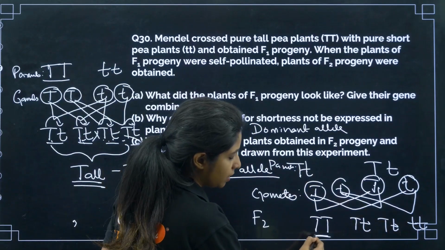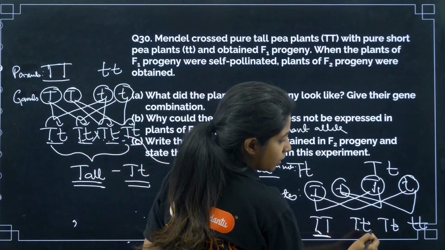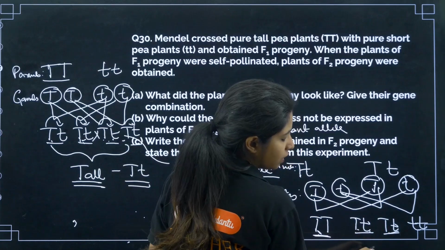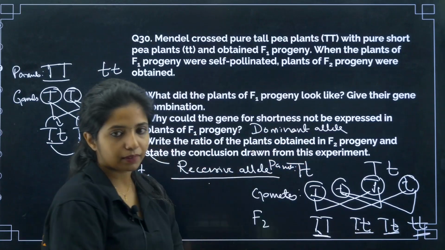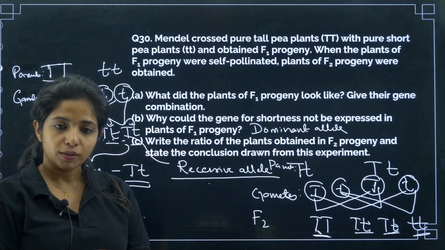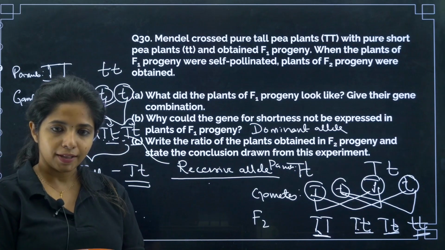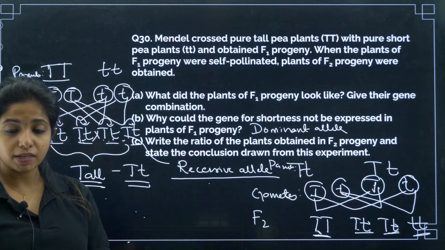So capital T is there, that means it will be tall. Capital T small t, again it will be tall. Capital T small t, again it will be tall. Small t, it will be dwarf. Cool? Works? So write the ratio of the plants obtained in F2 generation.